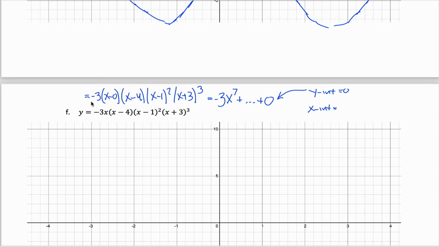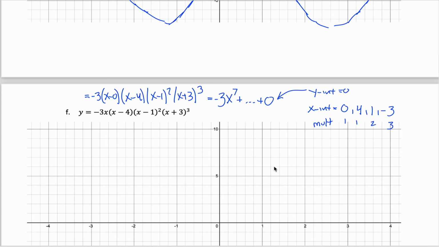This doesn't have an x, so it does not produce a root. The roots only come from the factors that have x's in them. So this factor produces a root at 0. This factor produces a root at 4. This factor produces a root at 1. And this factor produces a root at negative 3. The multiplicities of those different roots are 1, 1, 2, and 3 respectively.